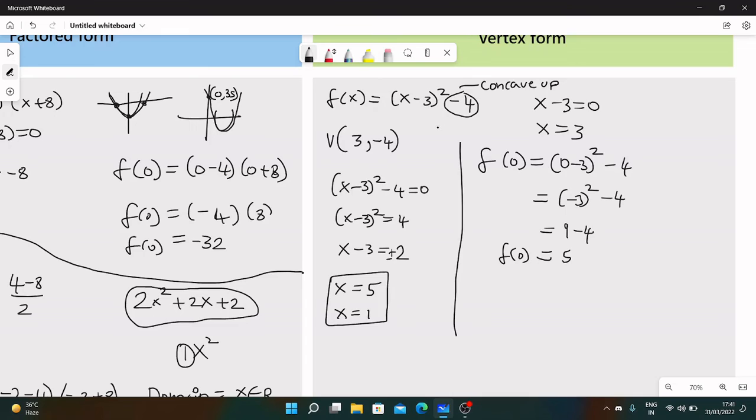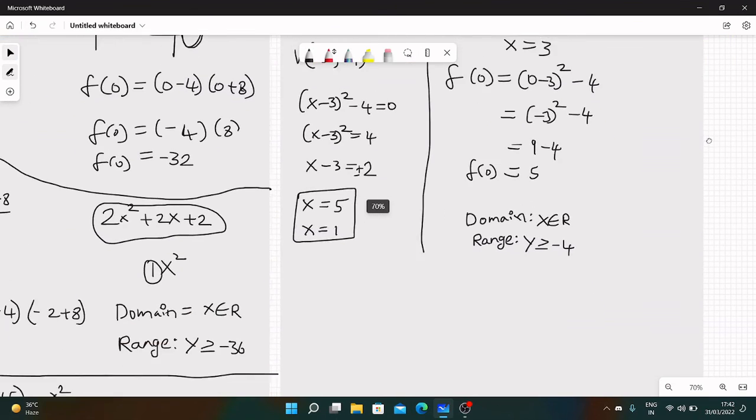Now we need to find the domain and the range. Our domain, as usual, x belongs to R. Now, concave up, we know the vertex y coordinate is minus 4, so y is greater than or equal to minus 4. That is done. Now let's take a look at another example.